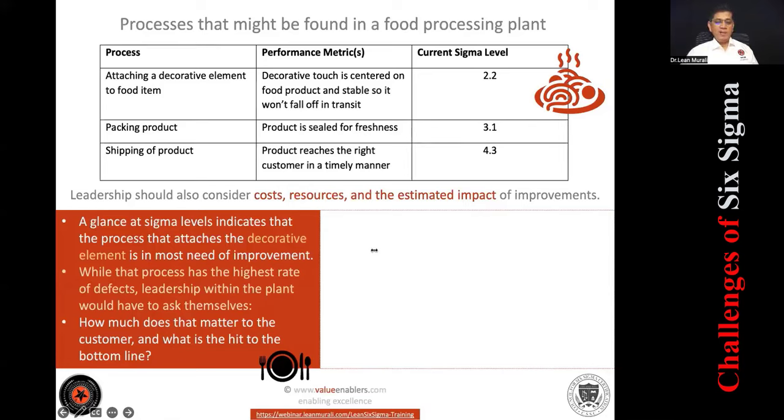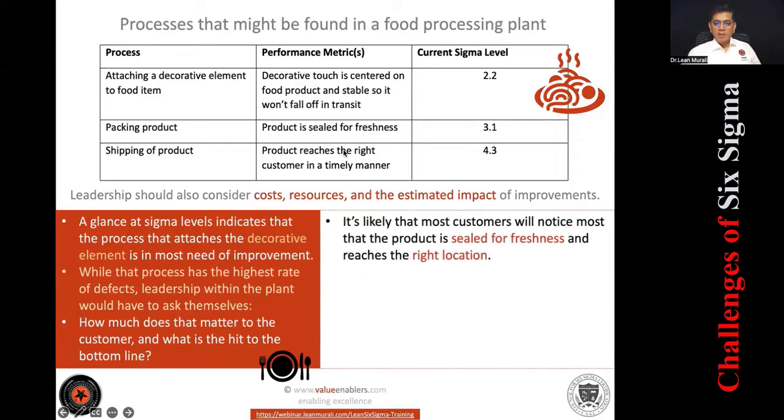D, decorative element. P means packaging. S means shipping. Which matters most to the customers? If you have to pick one. Okay, many people give different views. Okay. Now, it is likely that most customers will not notice. Okay. It is likely that what most customers will notice is that the product is sealed for freshness and reaches the right location.